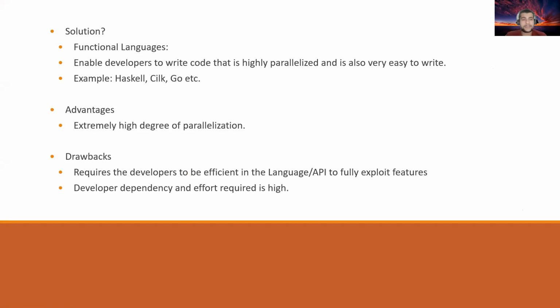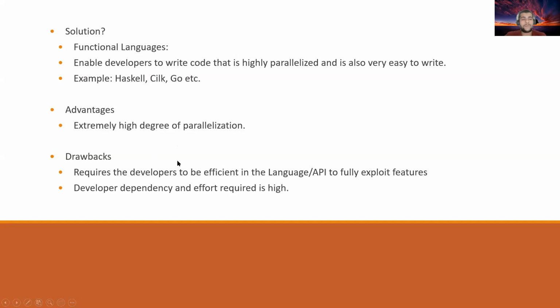So the solution could be to just write code in functional languages which are inherently parallel in themselves. These languages can be Haskell, Cilk, Go. This enables developers to write code which is highly parallelized, and surprisingly it's not that difficult to write, because the documentation and they provide written constructs that you can directly import and use in your code. So that's also a really good point. And the advantages are that they give an extremely high degree of parallelization. I mean, this couldn't get any better than this, I guess. If you have 8 cores, you can concurrently run 8 threads, and all of that can be configured really quickly using a language such as Haskell, Cilk, and Go.